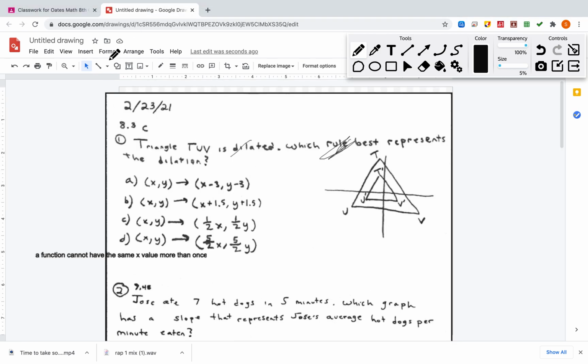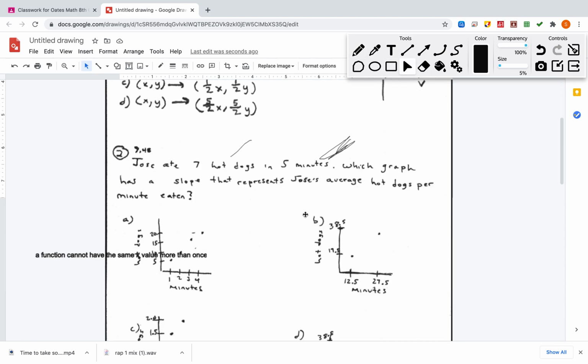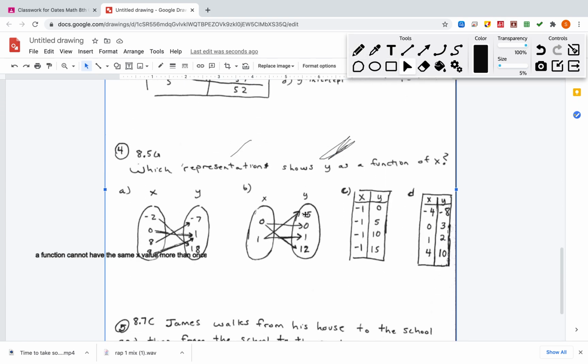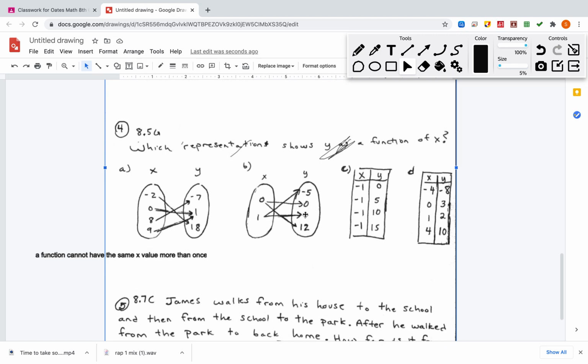All right, and we are going to make one adjustment to this one as well as we go through it, and turn that into a negative.